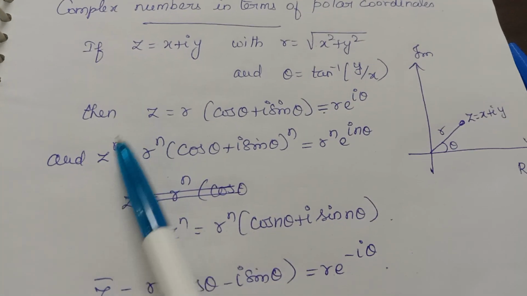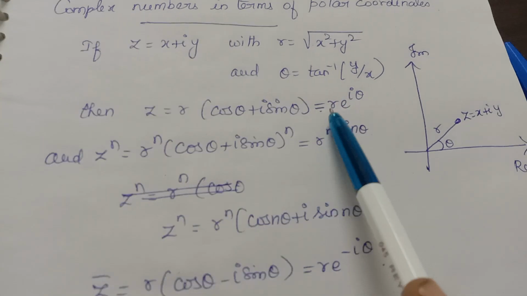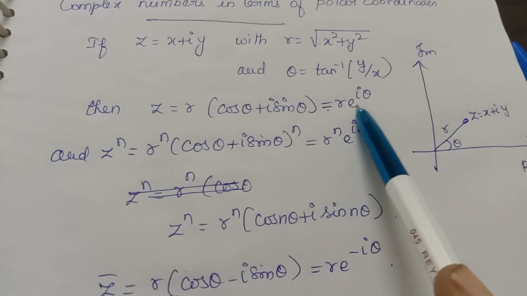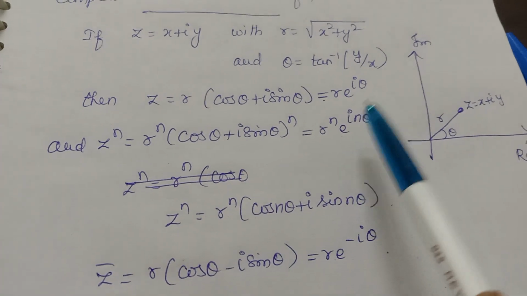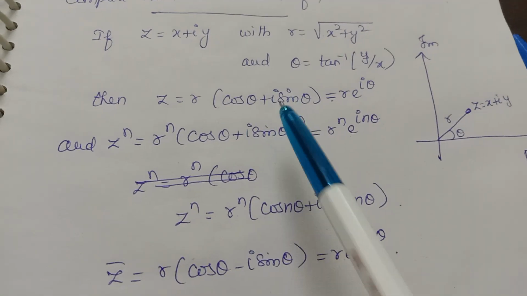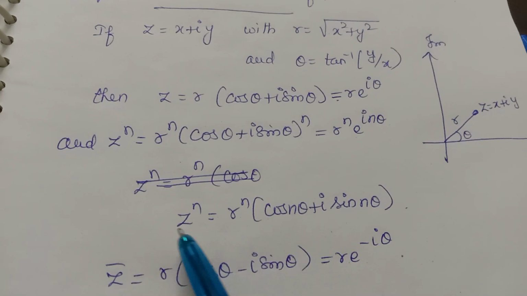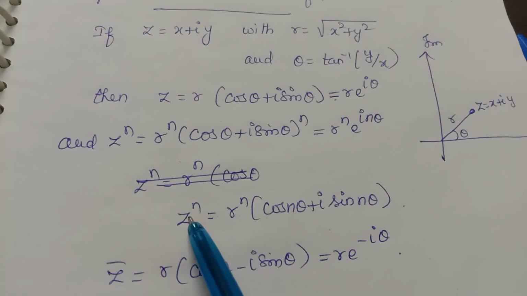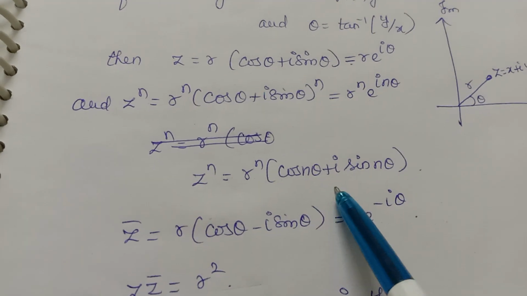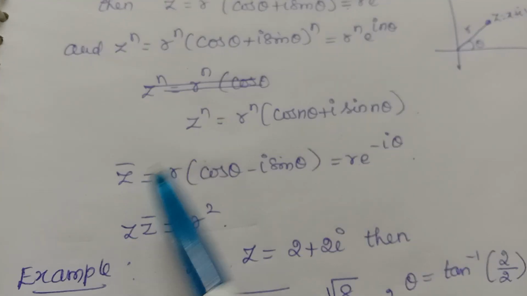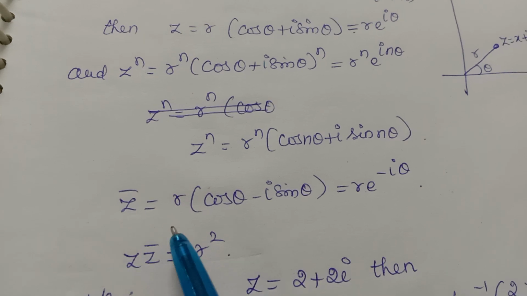Okay, so if you raise the power to n, z power n, what will happen? You see this term, r power n into e power i n theta, no? What is e power i n theta? Cos n theta plus i sin n theta. So simply we can find z power anything, okay? Whatever may be the power, we can easily write z power n equal to r power n (cos n theta plus i sin n theta).